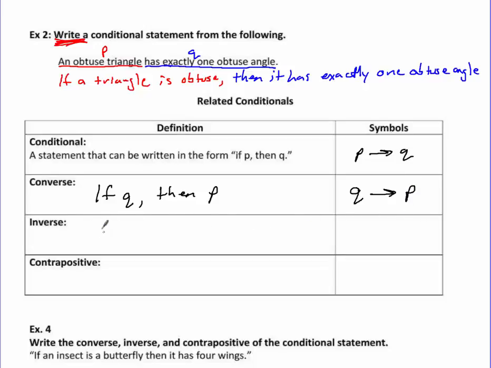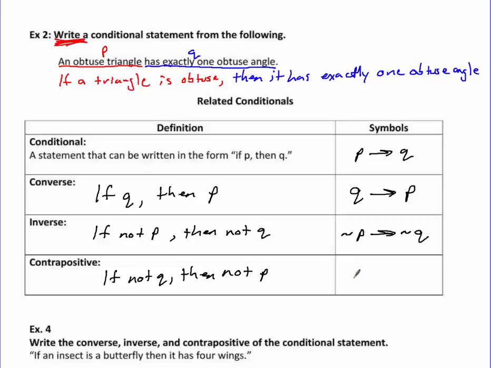Okay, an inverse says if something is not P, then it's not Q. And the way we'll see that written is with a little squiggly line. And that means not P, then not Q. And the last one is called a contrapositive statement, and that one, as you might have guessed already, will say if it's not Q, then it's not P. So not Q implies not P.